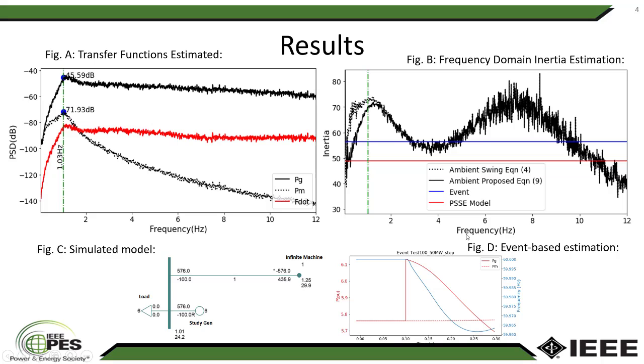Moving on to the result, we created ambient perturbations on a single machine infinite bus system by varying the load. You can see on the top left, we have shown the spectrum for mechanical input, electrical output, and rate of change of frequency. And you can see how clearly beyond 1 Hertz, the mechanical input dynamics are almost negligible in front of the electrical output dynamics. So we can treat them as almost zero for inertia estimation.